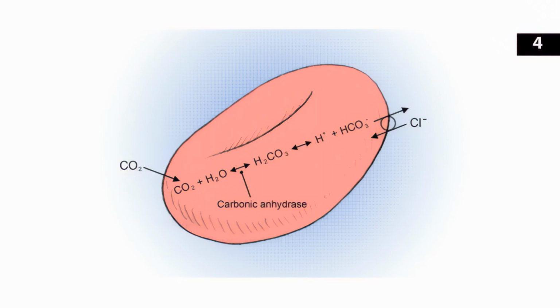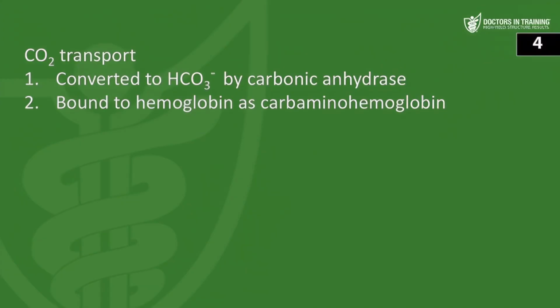The most important way is that it's transported as bicarbonate. How does it become bicarbonate? Well, the enzyme carbonic anhydrase is very important in this process. Carbonic anhydrase takes CO2 plus water and makes carbonic acid. The second way is that CO2 is also transported bound to hemoglobin at the N-terminus of the globin. Not at the heme, which binds oxygen, but actually bound to the globin, binding to the CO2. And when the hemoglobin is bound to CO2, we call that carbaminohemoglobin.